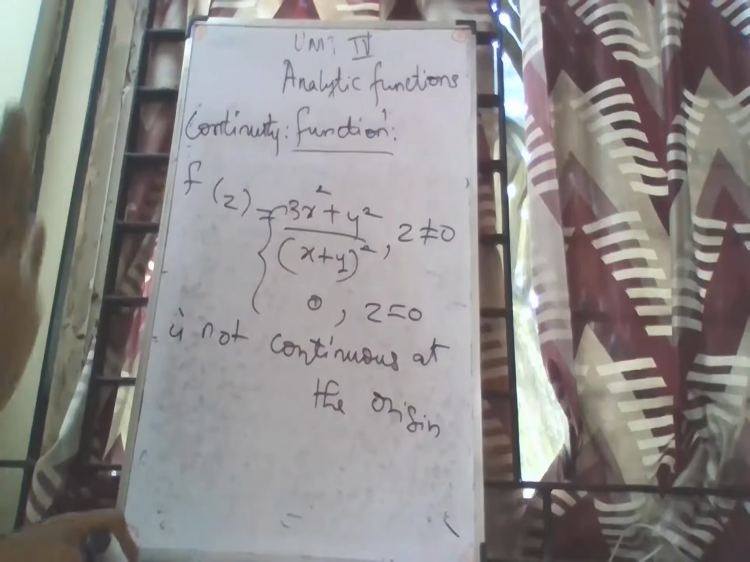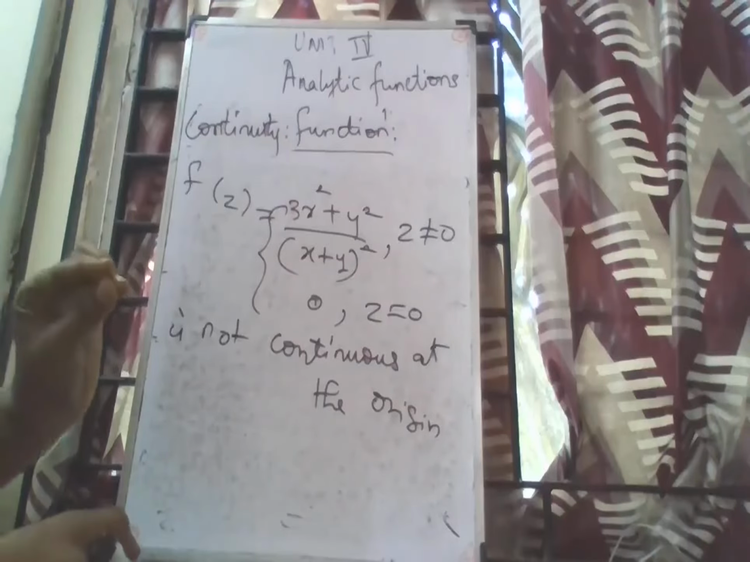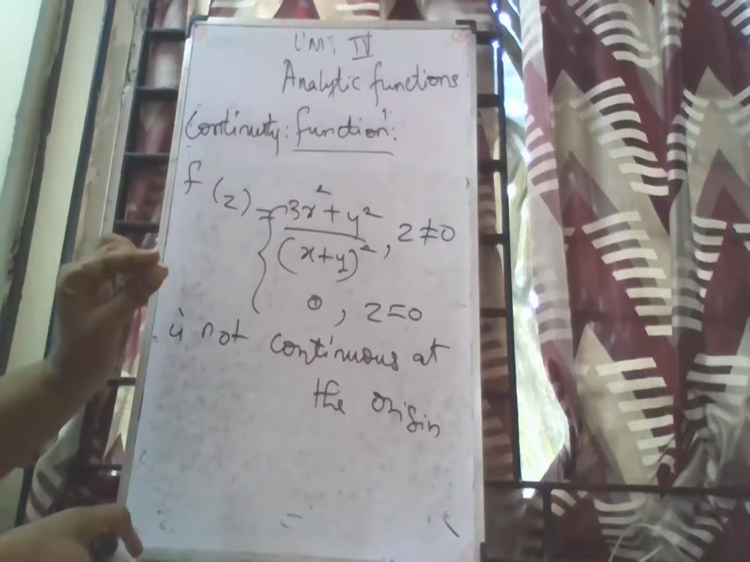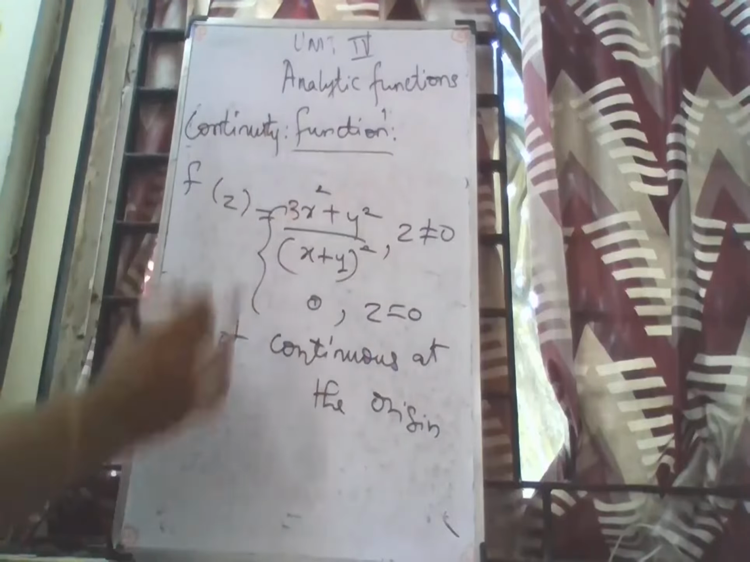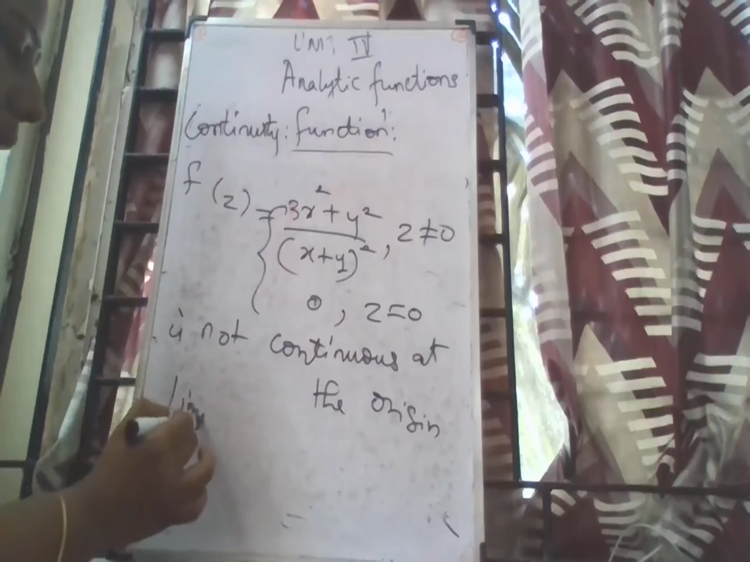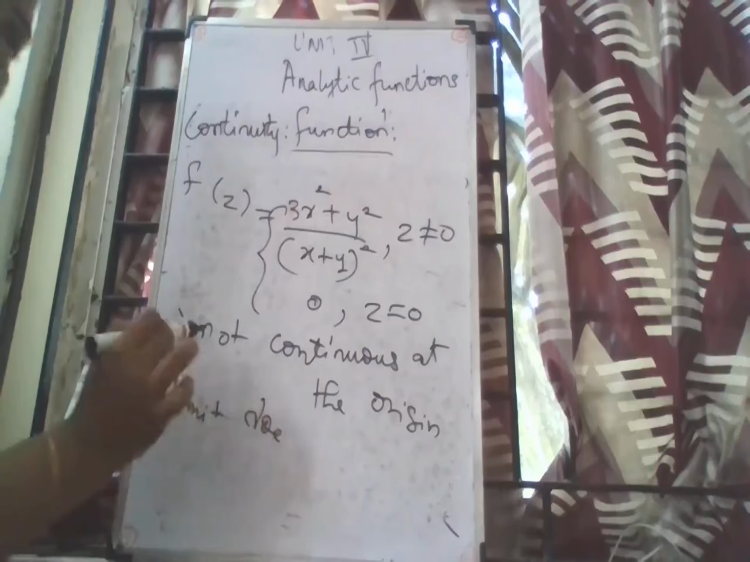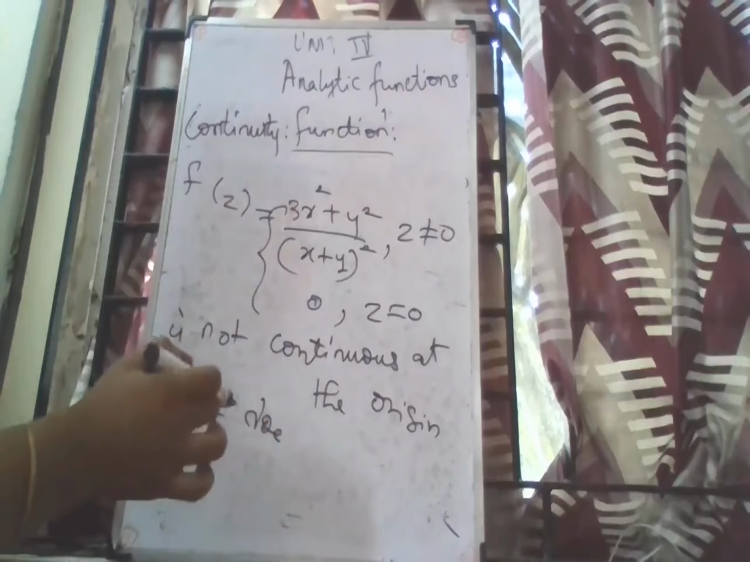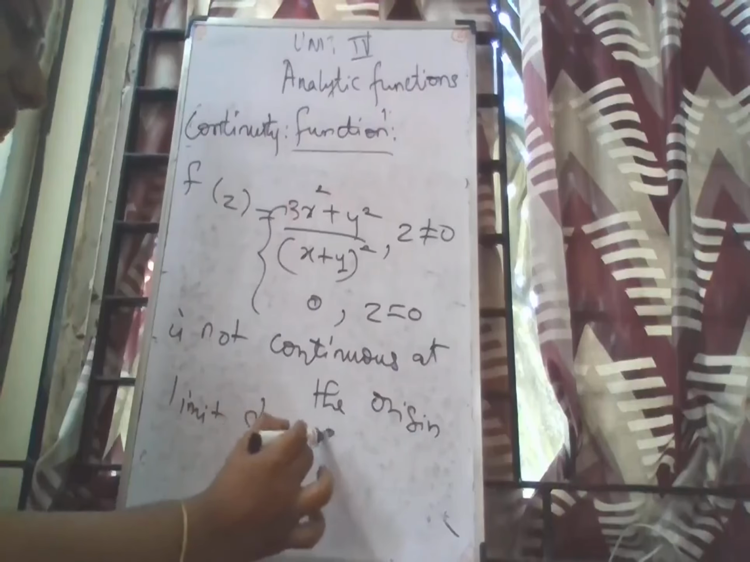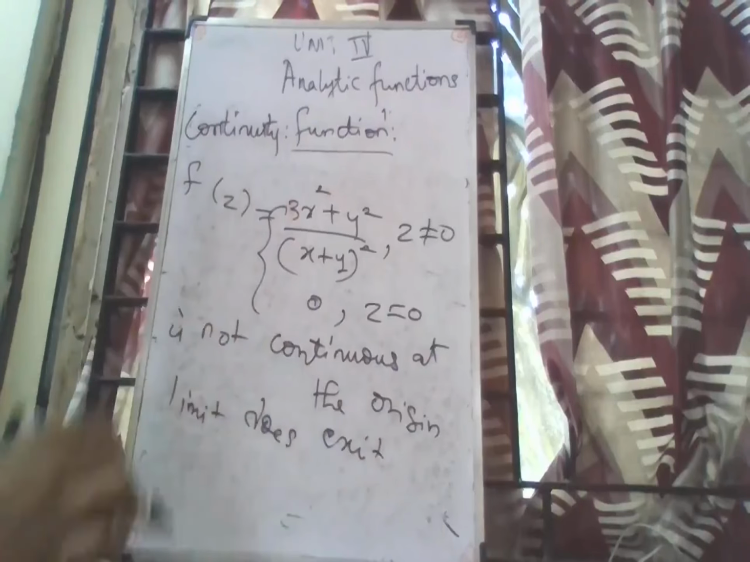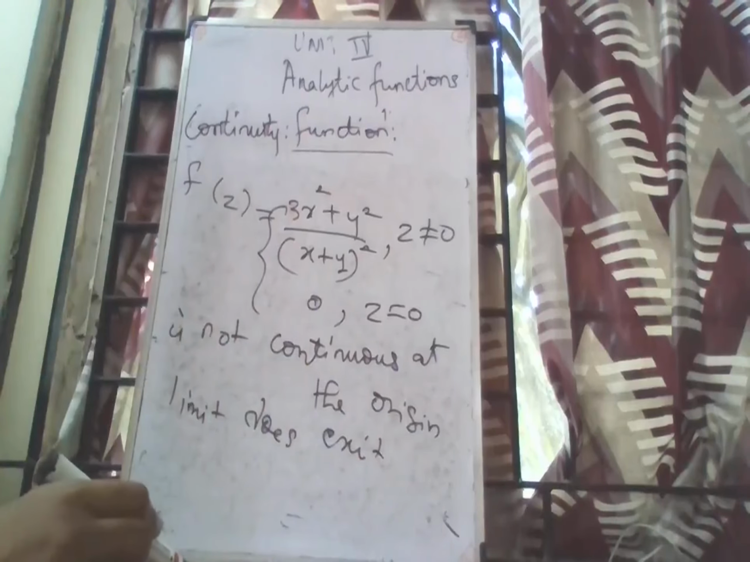Yes. So one more word I have to add here: whenever the limit does not exist, the function is not continuous. Of course, in this example I have to say whenever the limit does not exist. I told you how to find the limit, everything I told in the previous definition. But for this function, if the limit does not exist, obviously the function is not continuous.